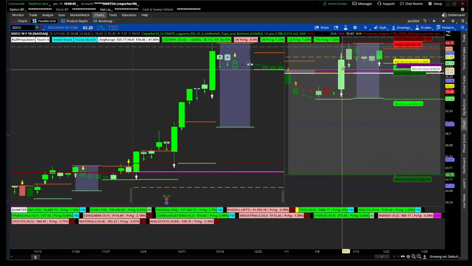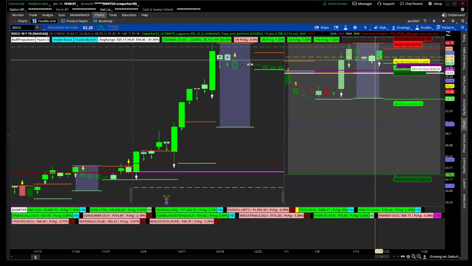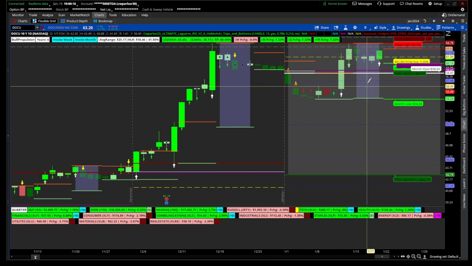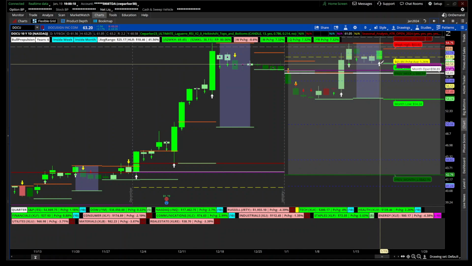It's up, and it's actually forming a flag pattern. So it's probably looking for a breakout. And you do have a bullish propulsion bar right here with increased volume.